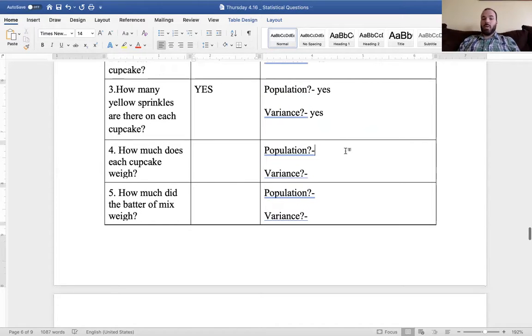How much does each cupcake weigh? Asking about a population? Yes, we're asking about all the cupcakes. Is there a variance? Yes, different cupcakes are going to weigh different amounts, depending on how much frosting and everything else it has in it.